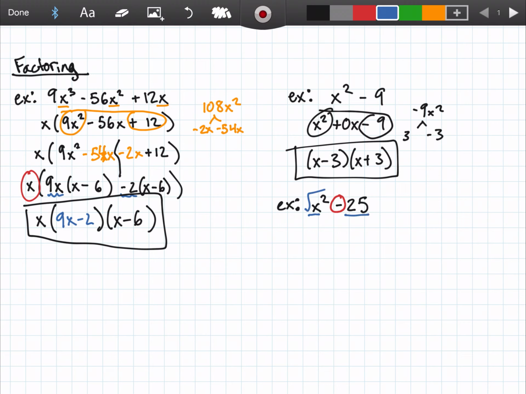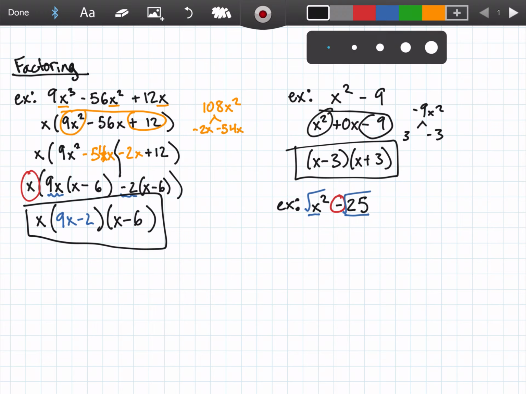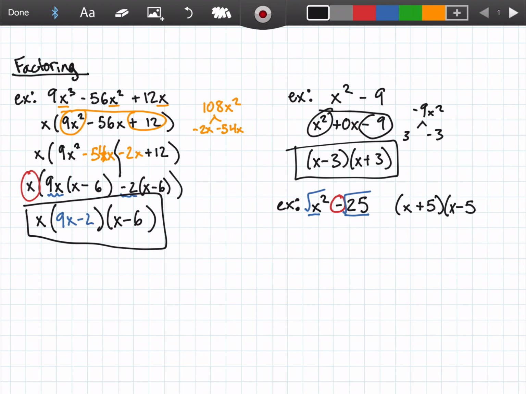So really all we're doing here is we're taking the square root, and I can get x plus 5 and x minus 5. One of them has to be plus and one of them has to be minus to account for that adding to 0 and that it was the negative right there. So this happens anytime, difference of squares happens anytime it's ax squared minus c. That is a difference of squares.